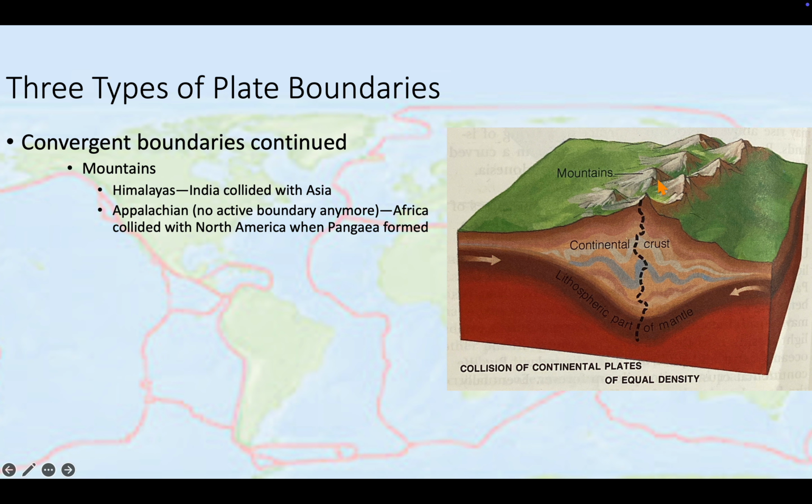Convergent boundaries, we can also get mountains as well. The Himalayas, India collided with Asia, and the Appalachians, which is not an active boundary anymore, but Africa collided with North America when Pangea formed, so long ago. That is what they figure based upon the evidence of the rocks and the fossils and whatever else they've found to support that one.